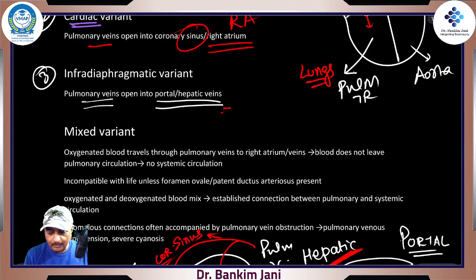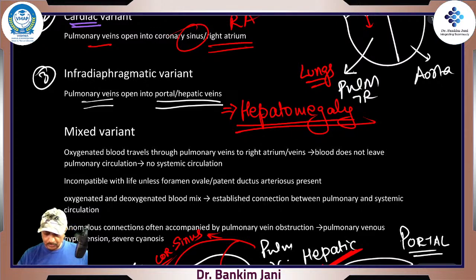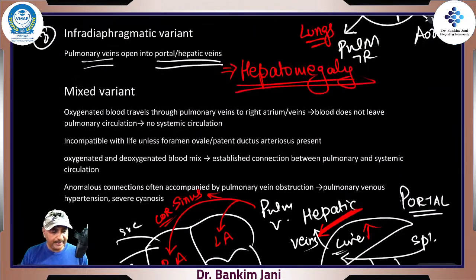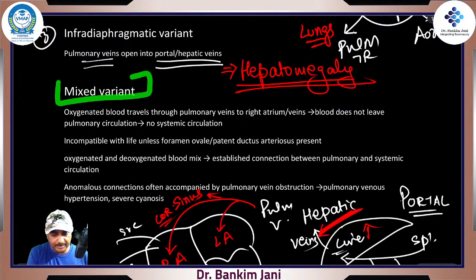But when it is coming to infradiaphragmatic, the most important thing is that there would be hepatomegaly. The liver would be enlarged, hepatomegaly, right? Because you are pushing a large amount of blood from the pulmonary veins, and via the portal vein it is going into the liver. The liver is bound to enlarge. That is what is called hepatomegaly. Now there can be some mixed variants, right? There can be some mixed variants.